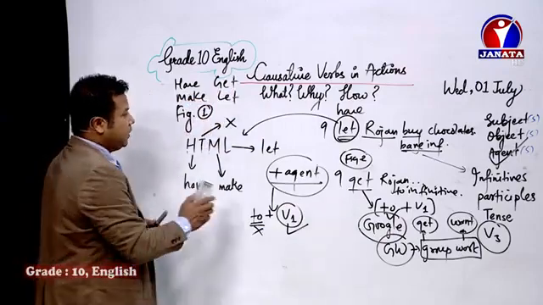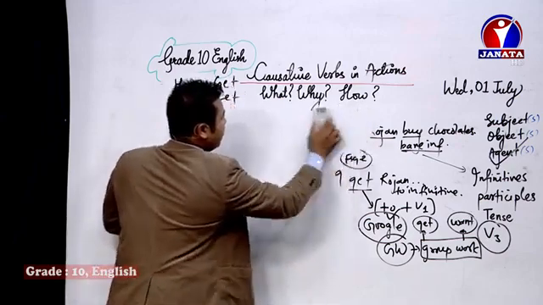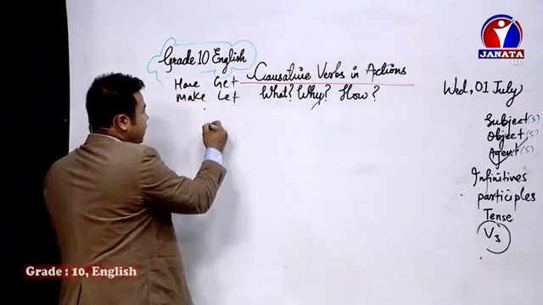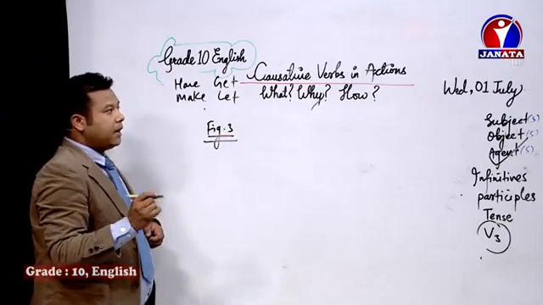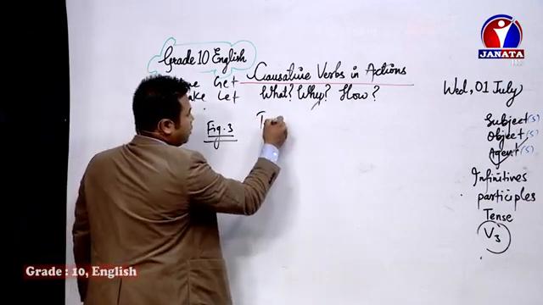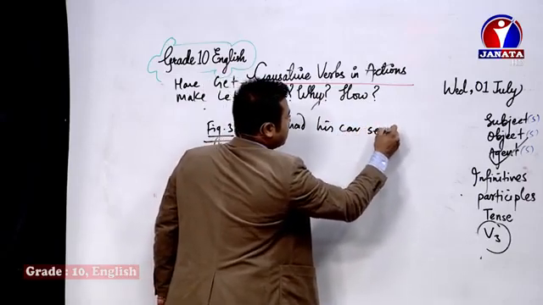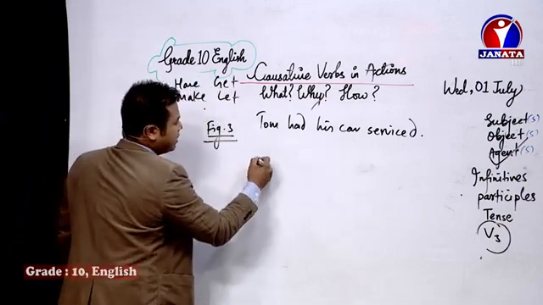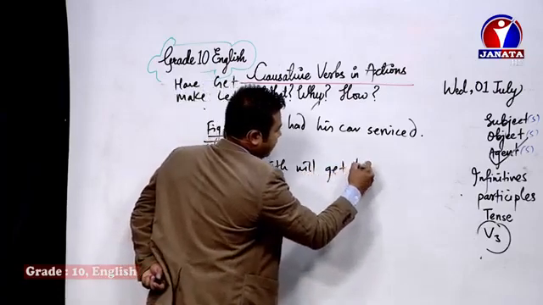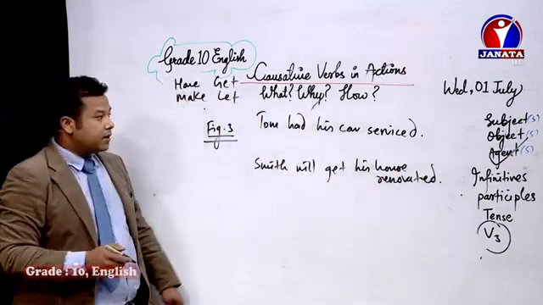Now, there is one more figure that we need to understand. Keep on remembering this figure, or later on you can enjoy my teaching in the recorded video formats, where you can still find this worthy information. Now, what is this figure 3? Sometimes, in the examples that we have discussed, there are no agents mentioned. Example: Tom had his car serviced. Or one more sentence: Smith will get his house renovated. In these two examples, do you see the agent?